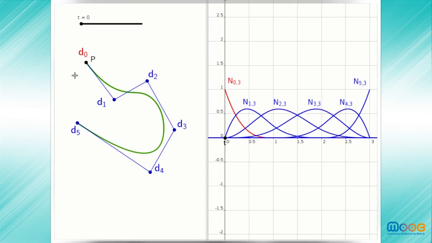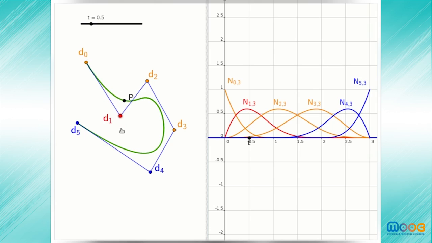Here we see the B-spline at time t equals 0. As we slide t along the bar above, p moves along the curve. The control points indicated in orange and red are those which influence the position of the point p at the indicated time. The control point indicated in red, in this case d sub 1, is that which most influences the position of p. Those indicated in orange are those which influence the position of p, and those indicated in blue are those which do not influence the position of p.